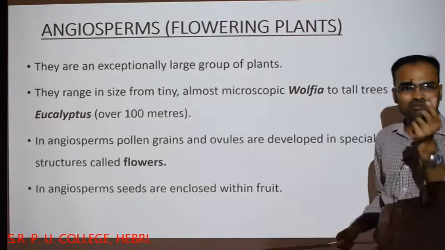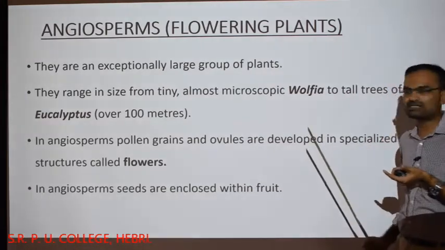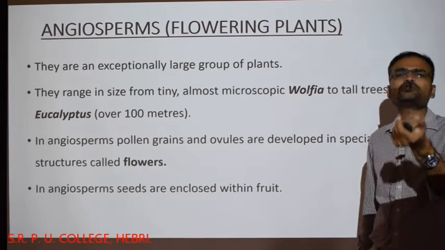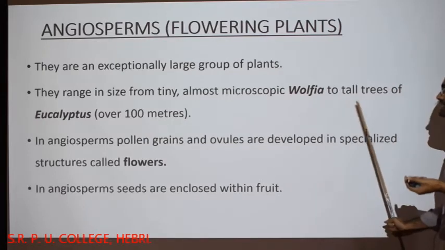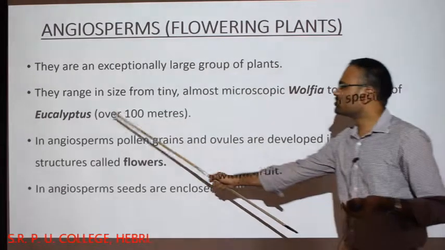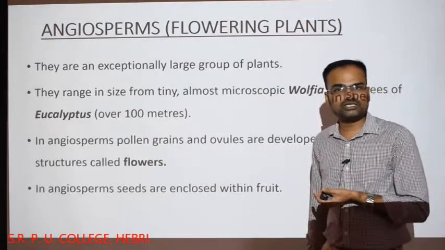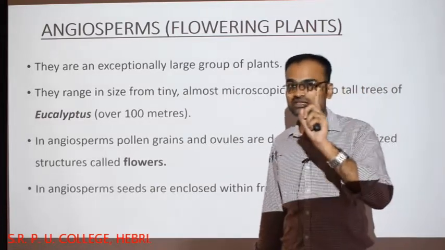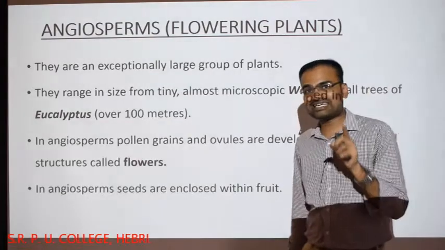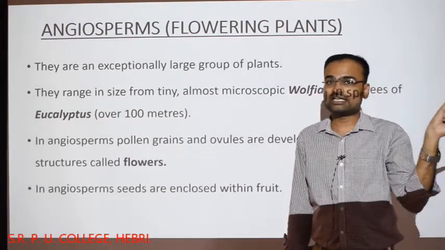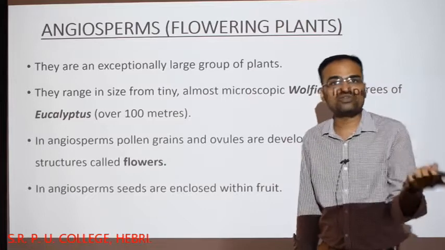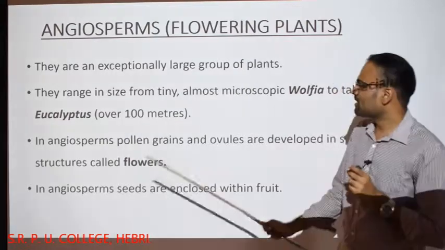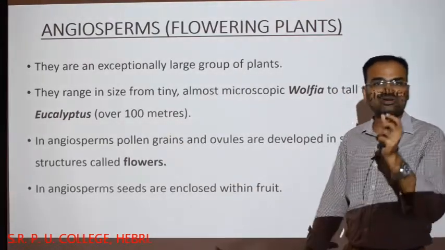The angiosperm which is microscopic, its name is Wolffia, W-O-L-F-I-A. Wolffia is a microscopic angiosperm which bears minute flowers, as well as a tall angiosperm called eucalyptus, which can grow up to 100 meters. Eucalyptus is the tallest angiosperm but not the tallest plant. Remember, the tallest plant in the plant kingdom is a gymnosperm. Sequoia, a giant redwood tree, is the tallest tree in the plant kingdom, but eucalyptus is the tallest angiosperm.